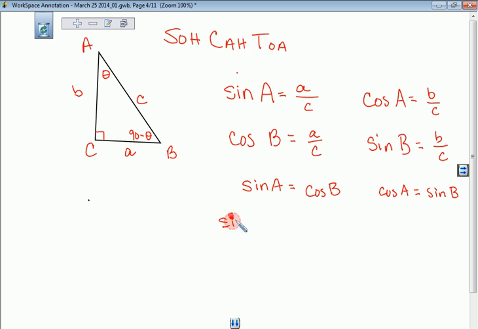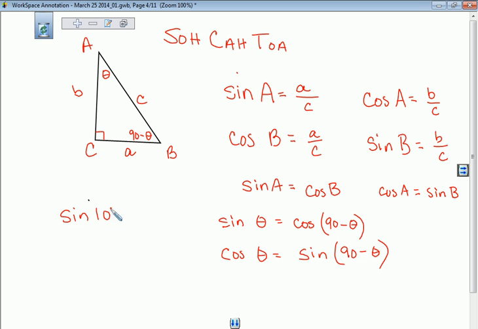So let's look at this. Sine of any angle is the same as cosine of its complement. Cosine of any angle is equal to the sine of its complement. So if I started out a statement and I said sine of 10 degrees is the same as cosine of what? 80. Because 10 and 80 make 90.